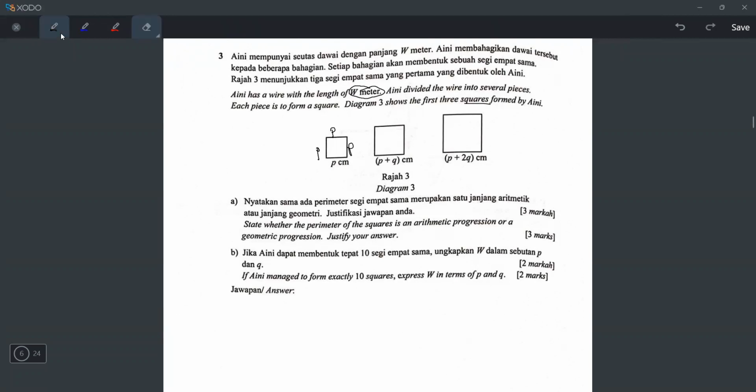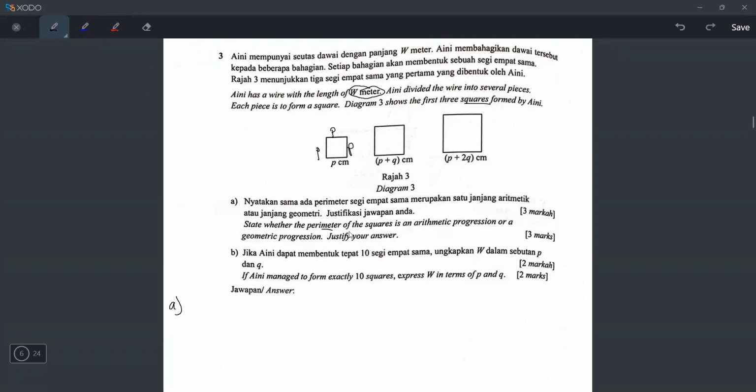Because I think we can, right? I think if we form a progression using the perimeter, then we can say that the SN is equal to W meter, right? Because the length of wire is W meter, right? But it's fine. Anyway, we go to question A first.